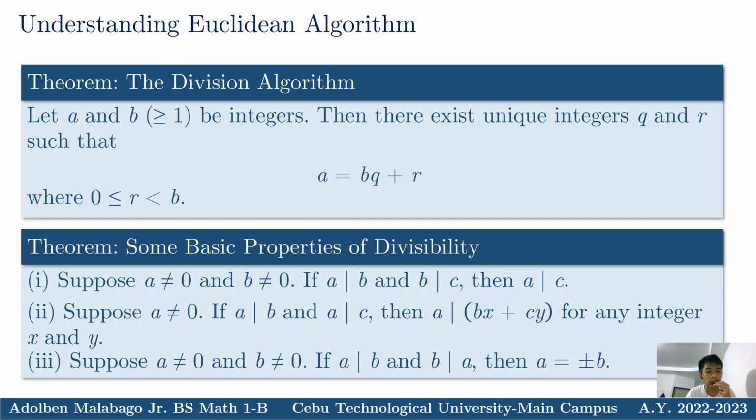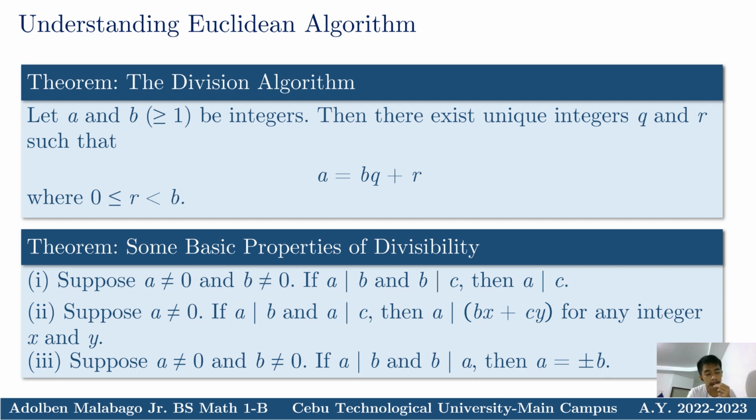And here we also have another theorem. We have here some basic properties of divisibility. So here we have three sub-theorems. Suppose that a is not equal to 0 and b is also not equal to 0. If a divides b and b divides c, then a divides c. Here the vertical line in this theorem is read as "divides". So I pronounce it as a divides b, b divides c, and a divides c. That's how we read the notation.